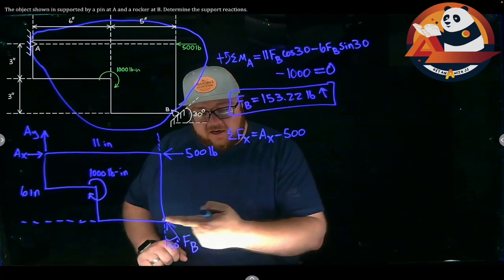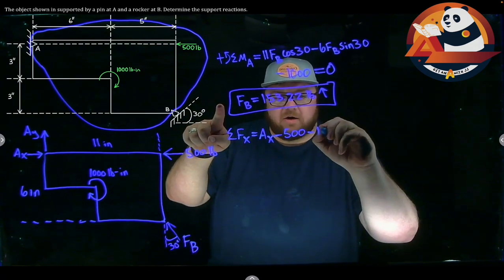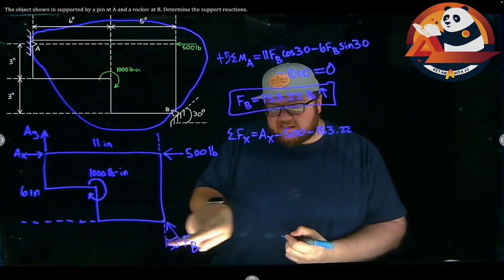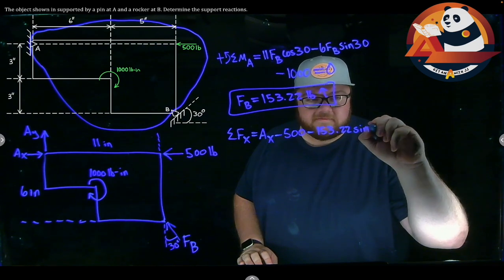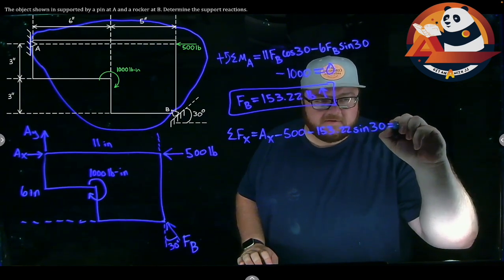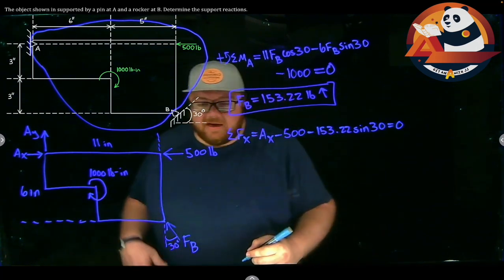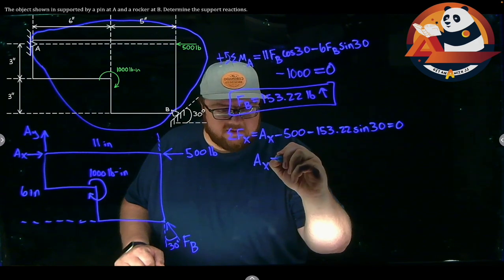FB's X component goes to the left, so I'll subtract this off. Minus FB, 153.22. And to get the X component, I just need to use sine. So sine 30 gets us to 0. AX is my only unknown in that. I can solve here for AX, and I'll get my second answer out.